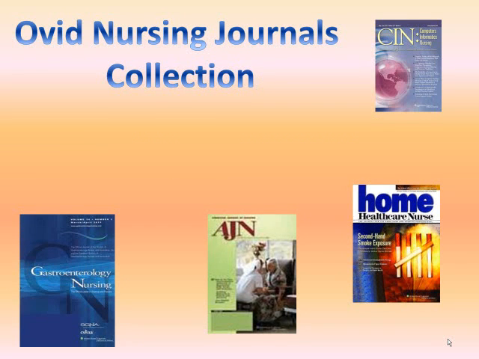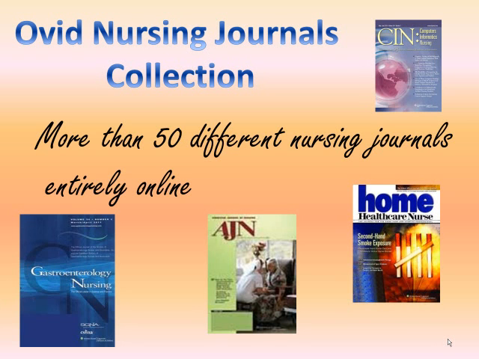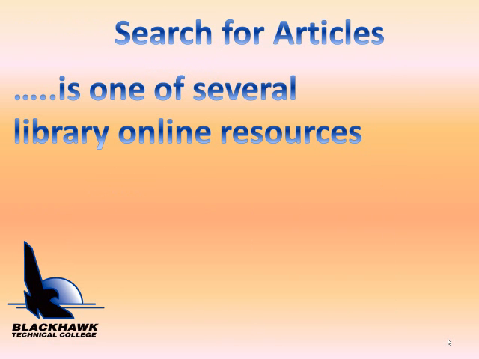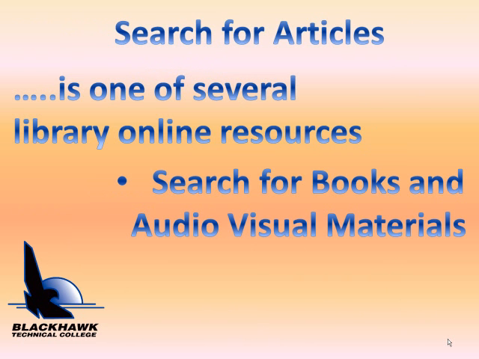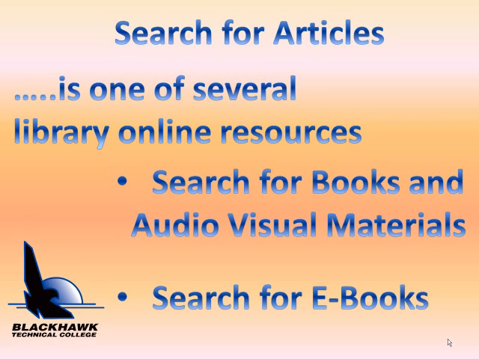We also have an index that is a particular collection of nursing journals. In fact, there are more than 50 different nursing journals. They are entirely accessible online. So Search for Articles is one of many reasons that you will want to use the library's online resources. Search for Books and Audiovisual Materials is another one, offering many other reference sources, and Search for eBooks is still another.